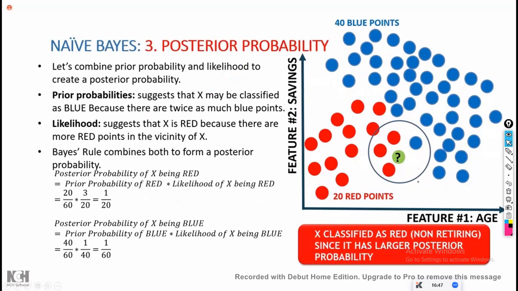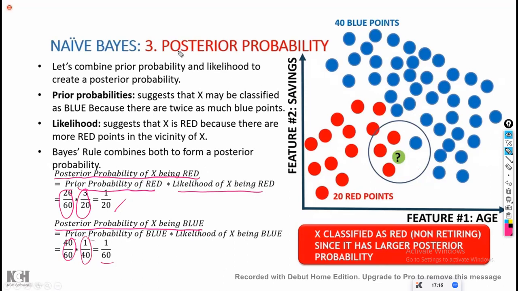The posterior probability is equal to the prior probability times the likelihood. The prior probability is 20 by 60 and the likelihood is 3 by 20, so the answer you get is 1 by 20. Similarly, the posterior probability of being blue is: prior probability 40 by 60 and likelihood 1 by 40, which is 1 by 60.